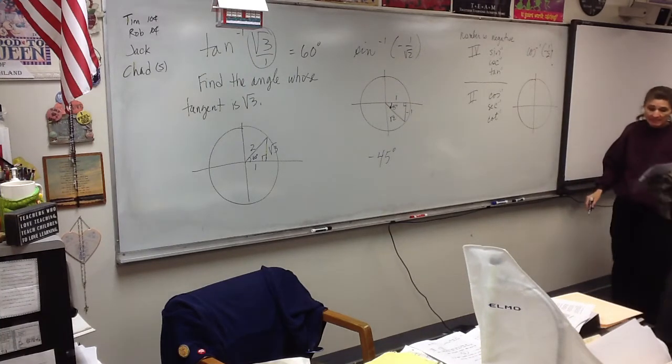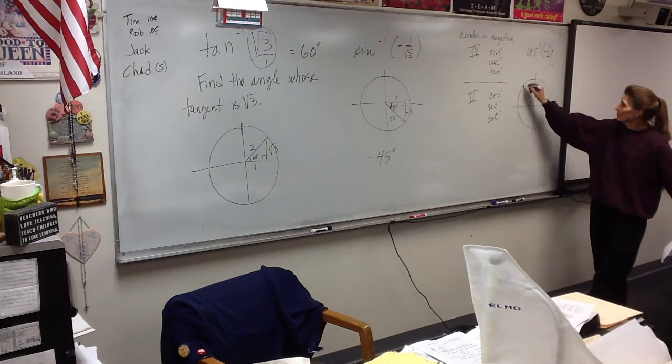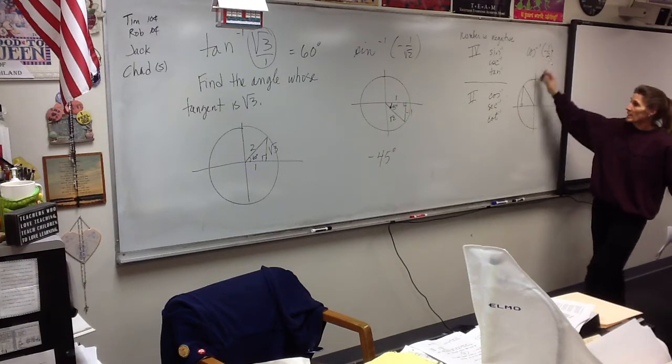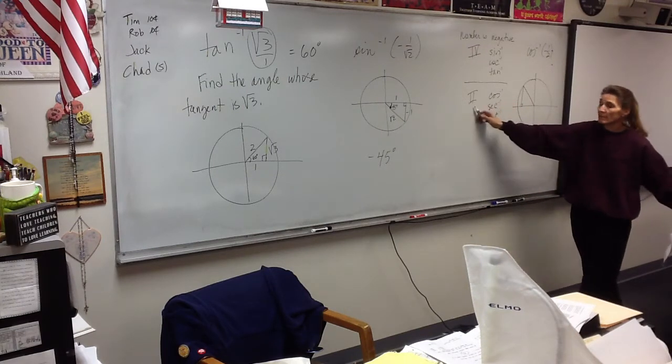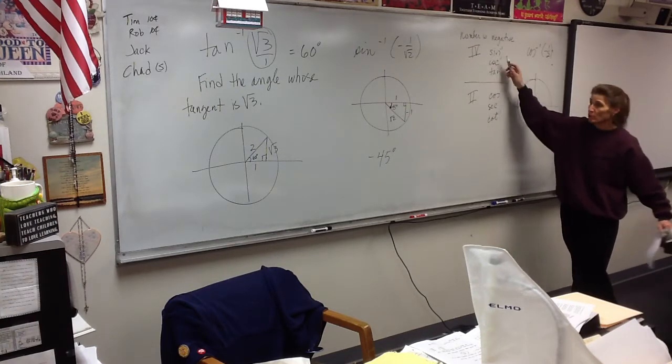Next problem, this is E. I'm looking for the angle whose cosine is -1/2. That's going to be in quadrant 2. How do I know that? Because it's a negative number and it's an inverse cosine. That happens in quadrant 2. Hopefully you have this written down in the margin somewhere.